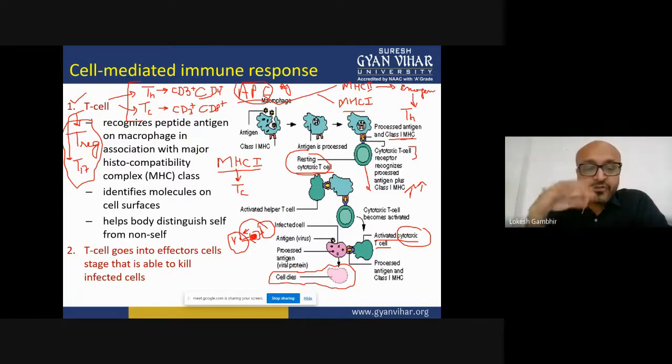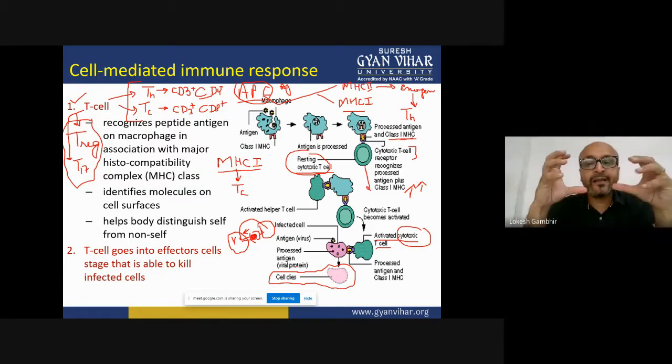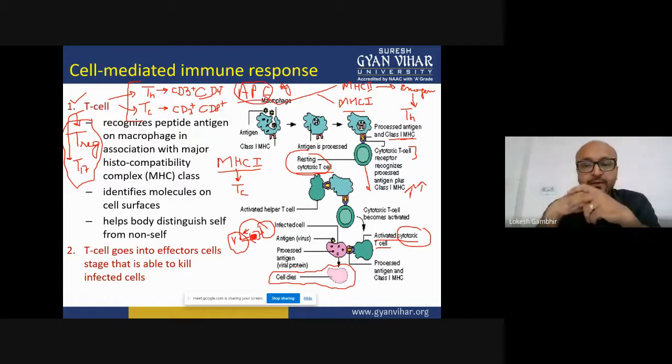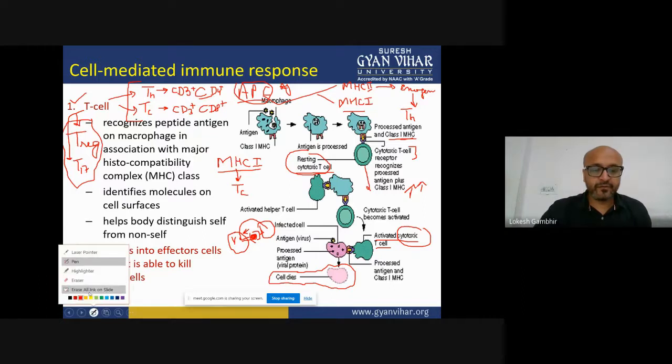What about endogenous antigen? The antigens which are produced inside our cell, like tumor antigens. A cell is transformed into a tumor, then it expresses different kinds of protein, and those proteins are expressed on the surface. Now, please try to understand. Let me remove this particular thing from everything.